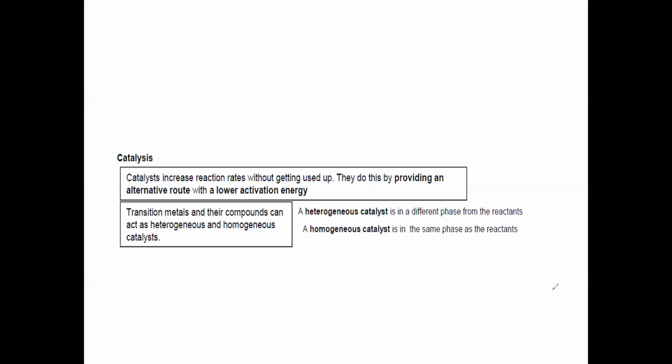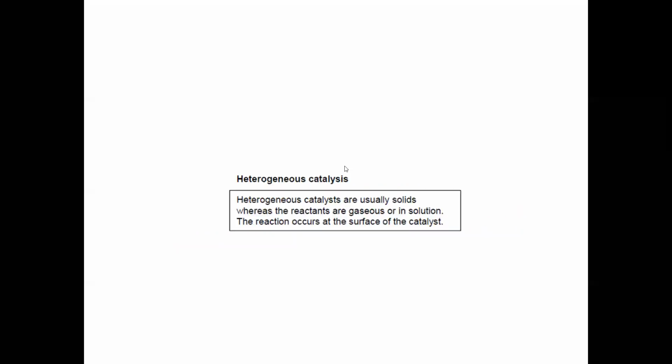A substance which alters the rate of reaction, we normally call a catalyst. The catalyst normally provides an alternative route with a lower activation energy, and most of the transition elements or their compounds can be used as catalysts. A catalyst can be a heterogeneous catalyst. A heterogeneous catalyst has a different phase from the reactant, and a homogeneous catalyst has the same phase as the reactant.